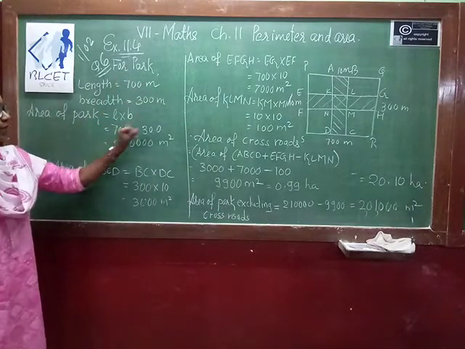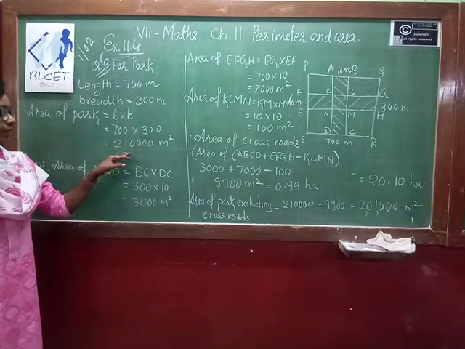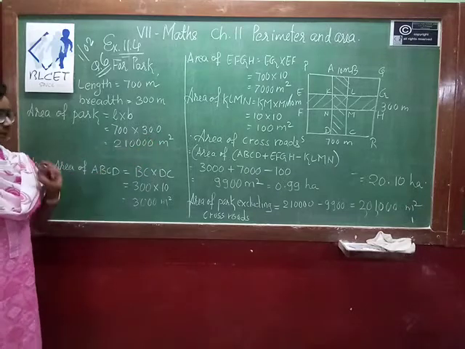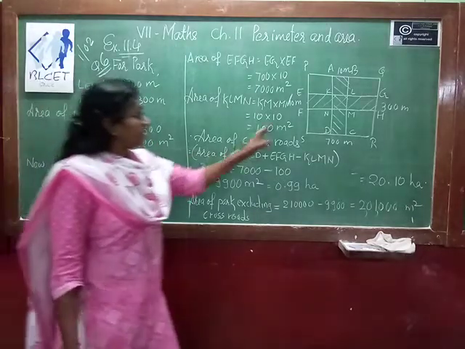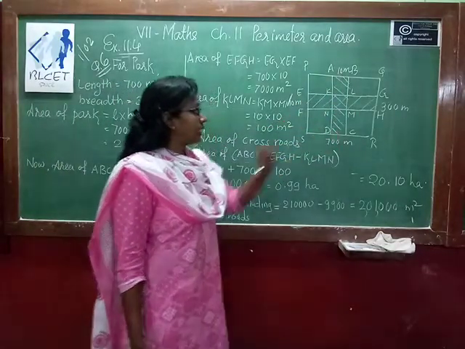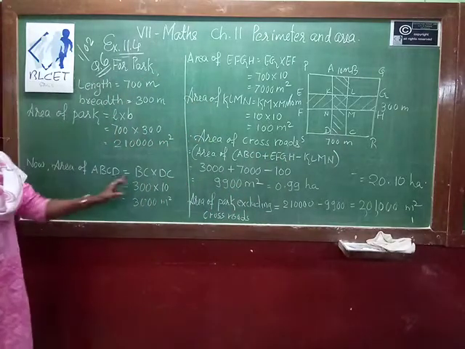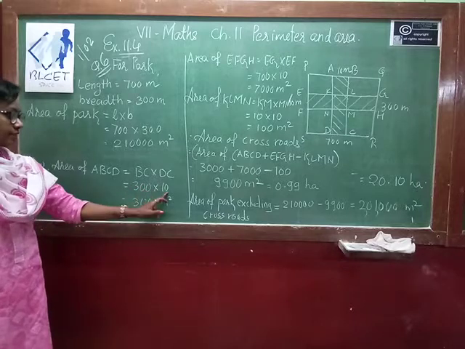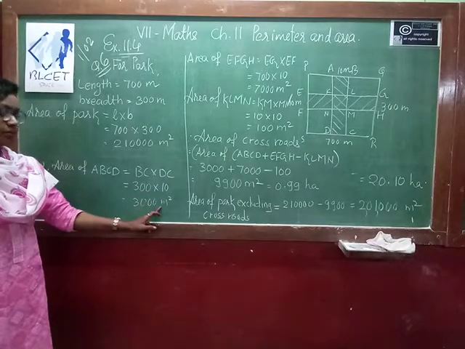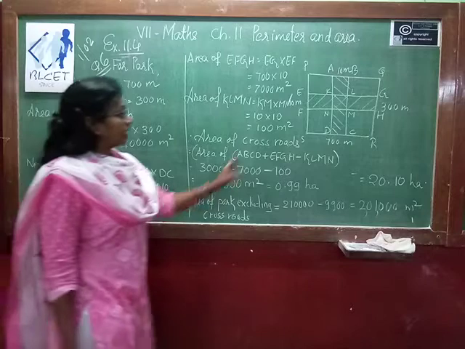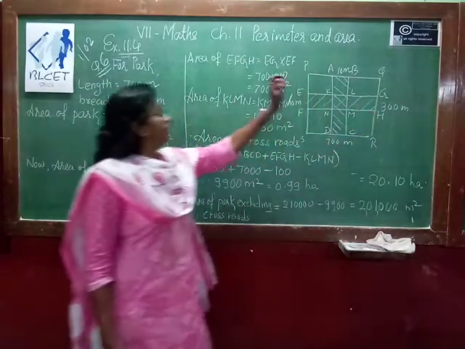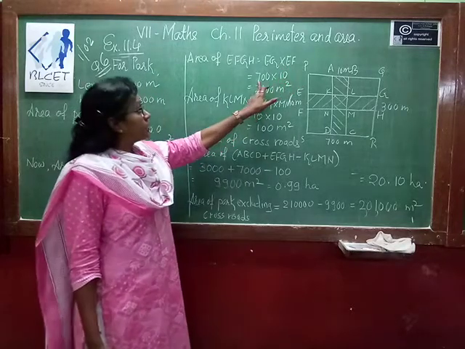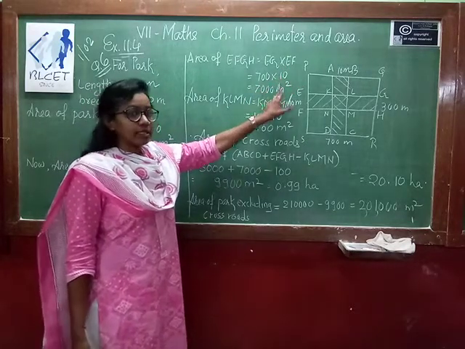300, L into B, 700 into 300, what will we get? 2,10,000 meter square. Now we will find the area of this road, that is ABCD, where BC into DC, L into B, that is BC is 300, DC is 10, so 3,000 meter square. Now we will find the area of EFGH, so it is EF into EG, that is L into B, 700 into 10, 7,000 meter square.